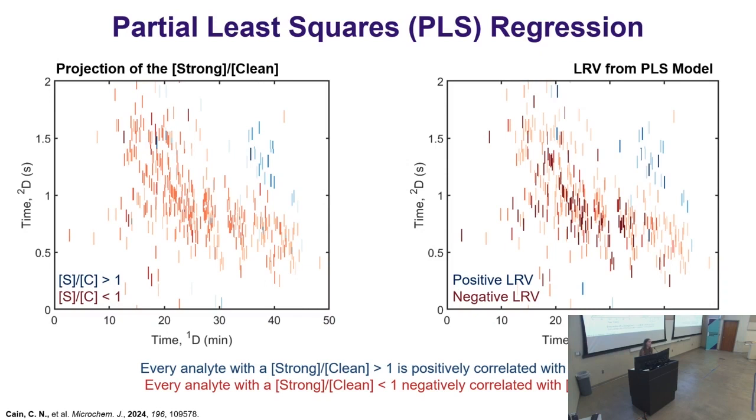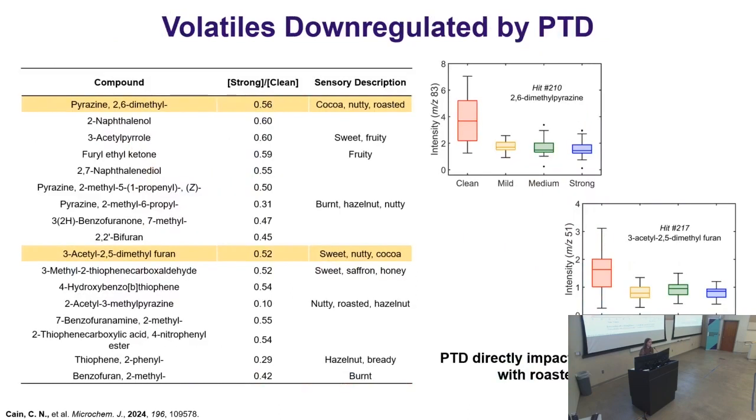So using these loadings, we can reorder our hit list and look at the analytes that are most significant for being downregulated in potato taste defect or upregulated in potato taste defect. First, if we take a look at those that had higher abundance in our clean coffee samples, here I provide a list of some of our compounds.